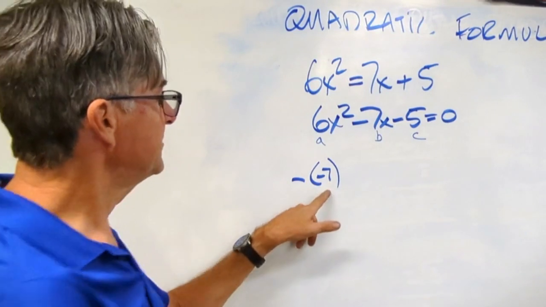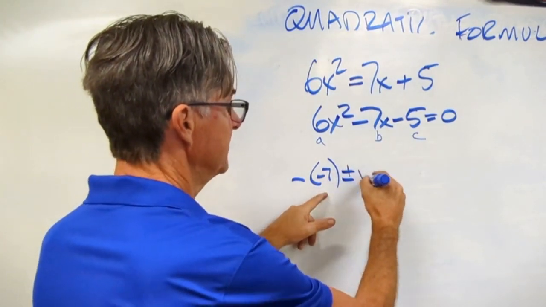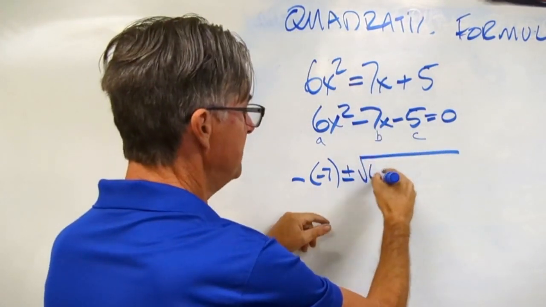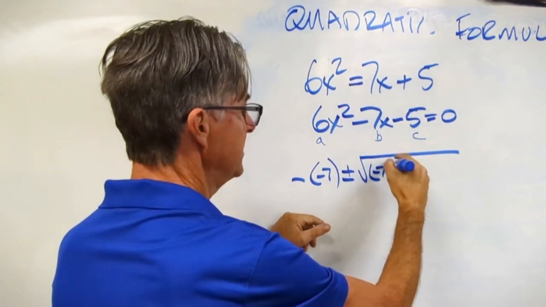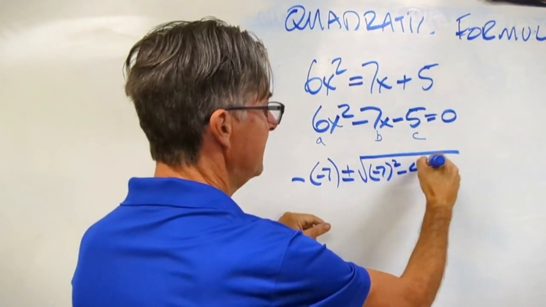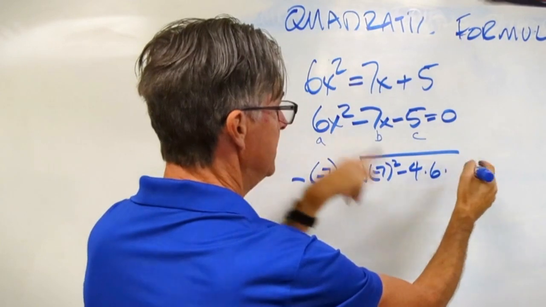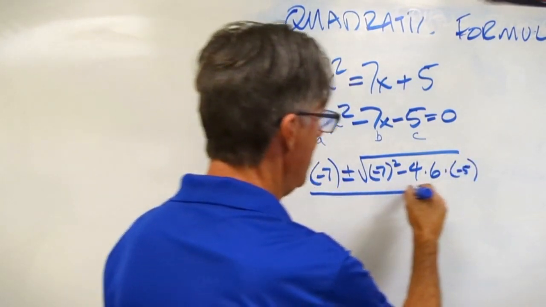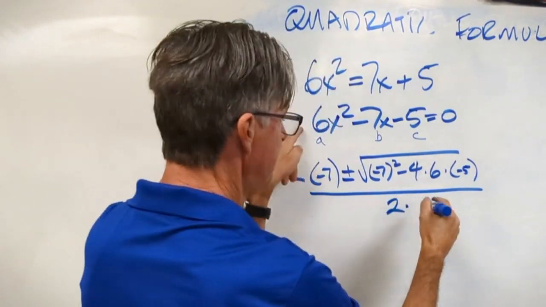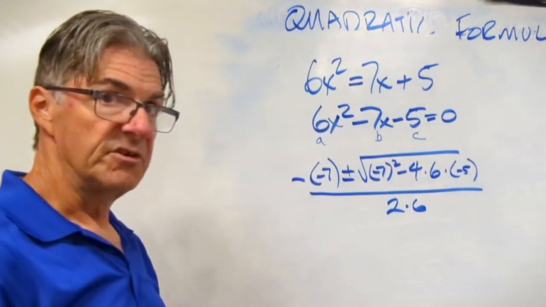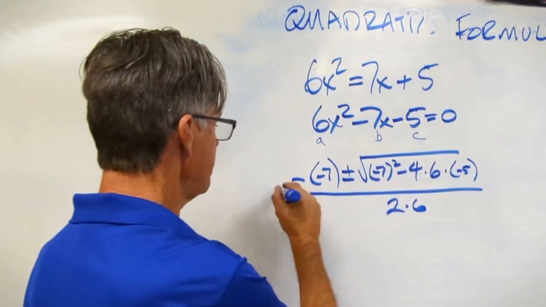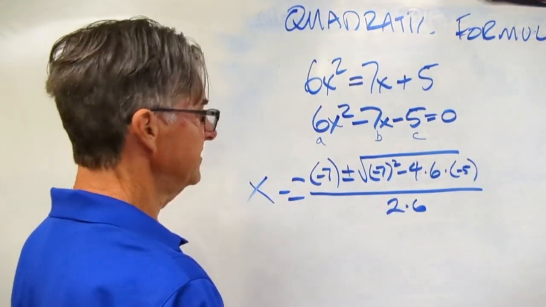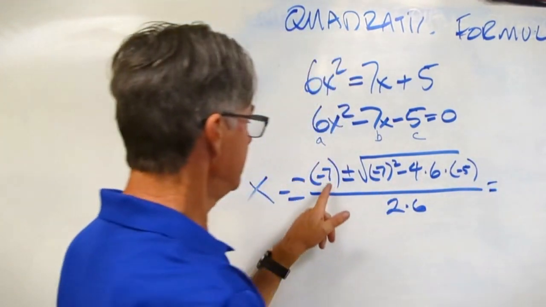So minus negative 7 plus or minus the square root of b squared, that's negative 7 squared, minus 4 times 6 times negative 5. Just like that. And then put that all over 2 times my a, which is my 6. So there we go. Now let's remember it's equal to x. So I'm going to reduce this down a little bit.